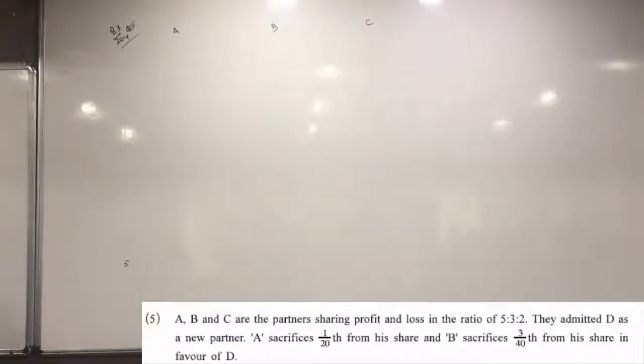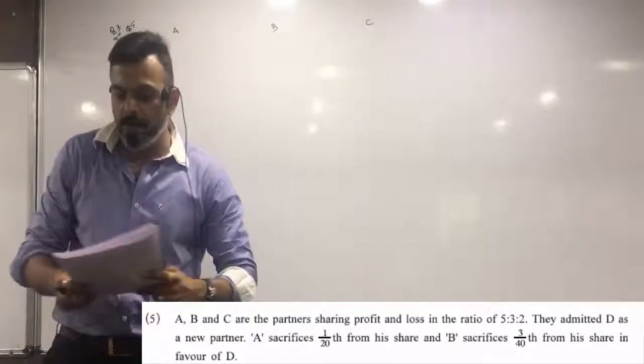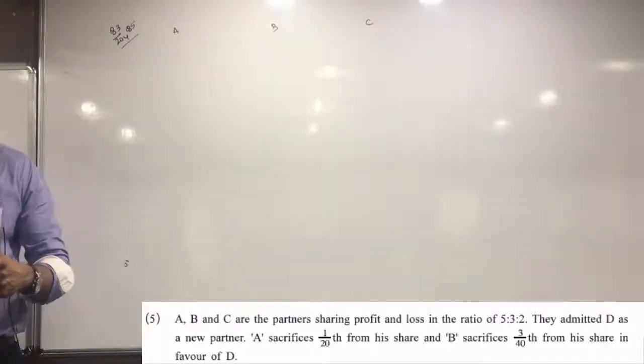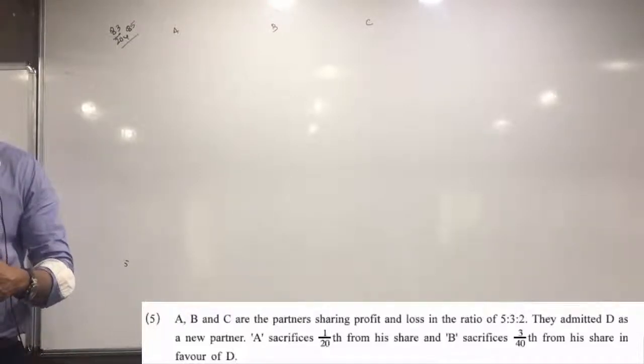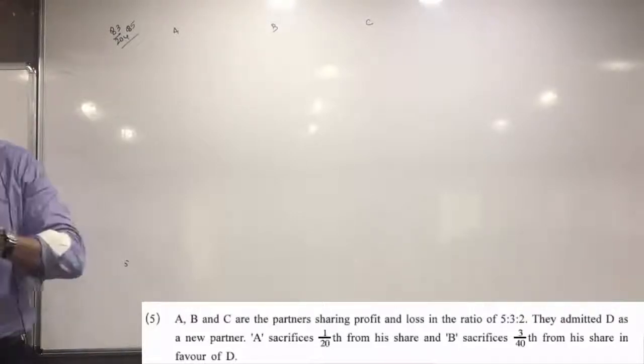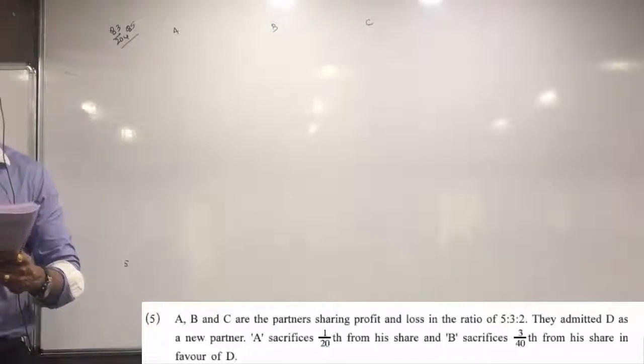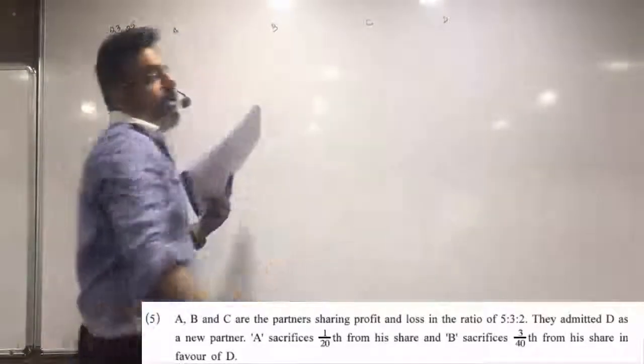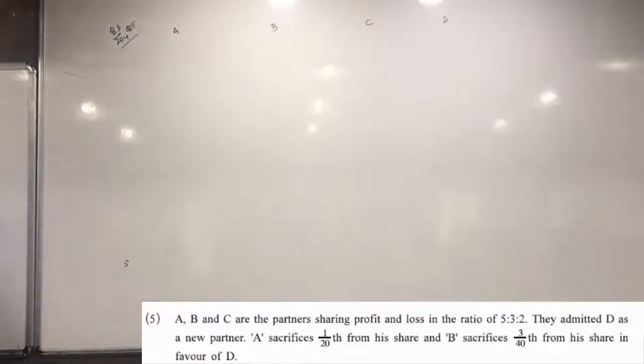Question number 5. A, B and C are partners sharing profit and loss in the ratio of 5:3:2. They admitted D as a new partner. A sacrificed 1/20th from his share and B sacrificed 3/40th from his share in favor of D. We have now A, B, C and D, so 4 partners. Okay, so a new partner D has come. Try, it is similar, try it. Now here there is no sacrifice of C at all.